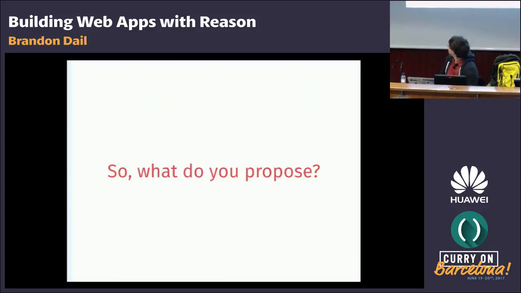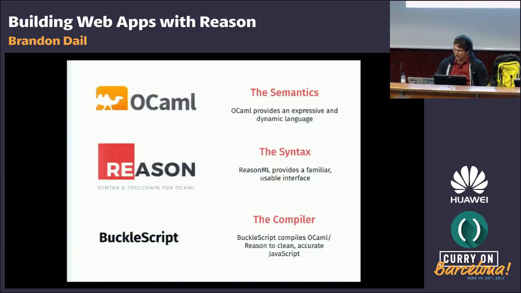So what do I propose? I listed a bunch of stuff. What are our options? And my proposal here is going to involve 3 technologies. First, OCaml, which is going to provide the semantics. It's a programming language. Who here has used OCaml? Oh, cool. A lot of people. It's been mostly used in academia for a long time and in some smaller industries like finance.